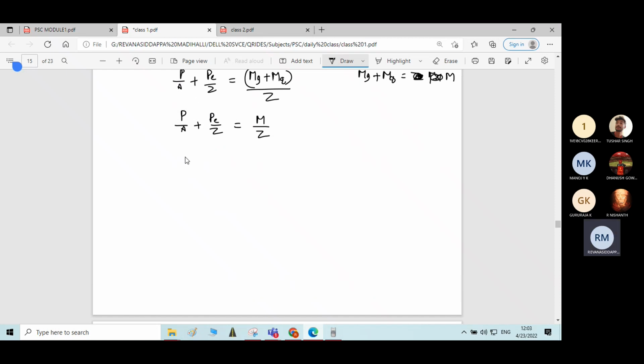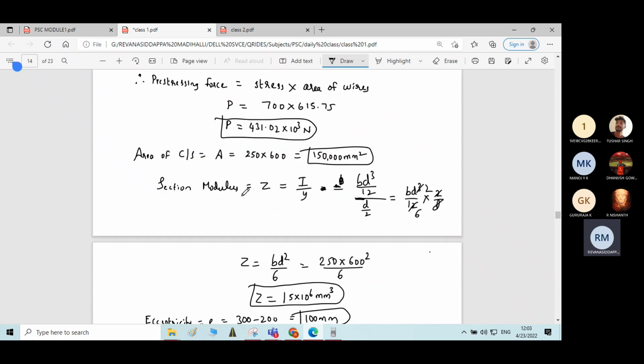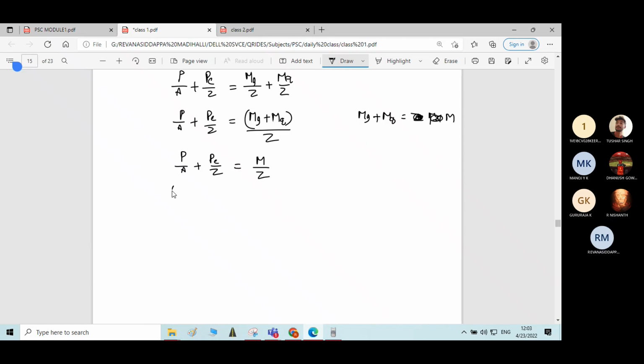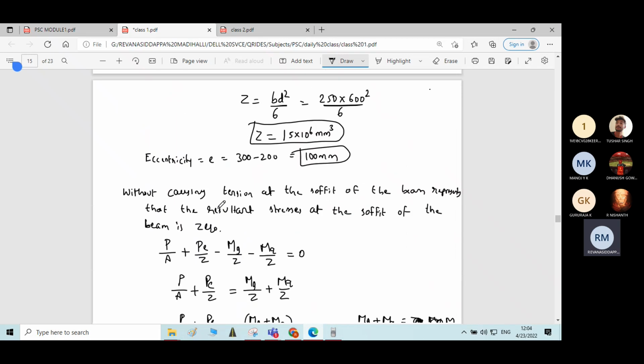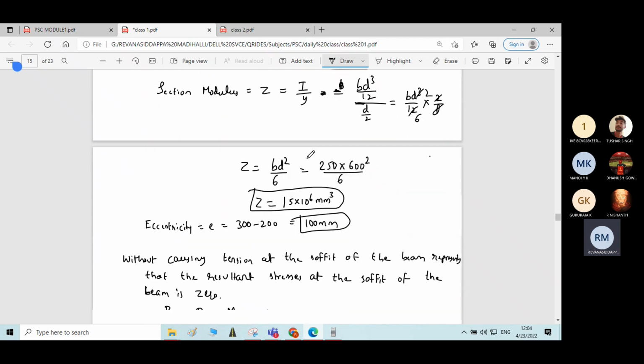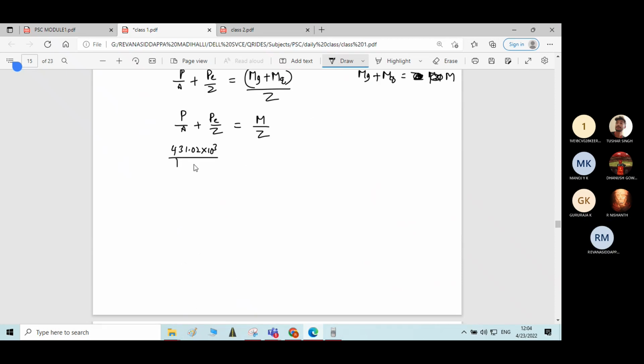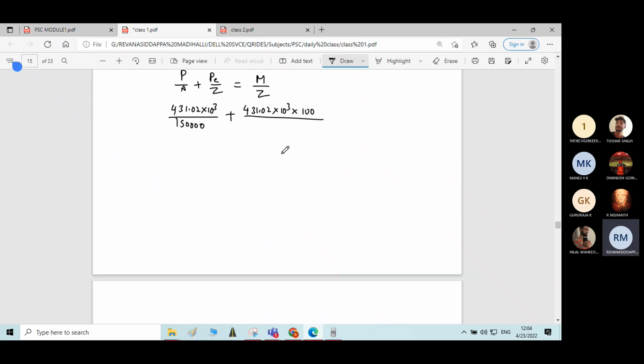Substituting all the values: the prestressing force we calculated is 431.02 into 10 power 3, divided by the cross-sectional area. How much did we get? 150,000. Don't substitute the area of the wires, it is the area of the section. Plus 431.02 into 10 power 3, eccentricity we got as 100 mm, divided by Z, the section modulus, 15 into 10 power 6, is equal to M by 15 into 10 power 6. The moment is the unknown, the maximum bending moment that can be applied without causing tension at the soffit.